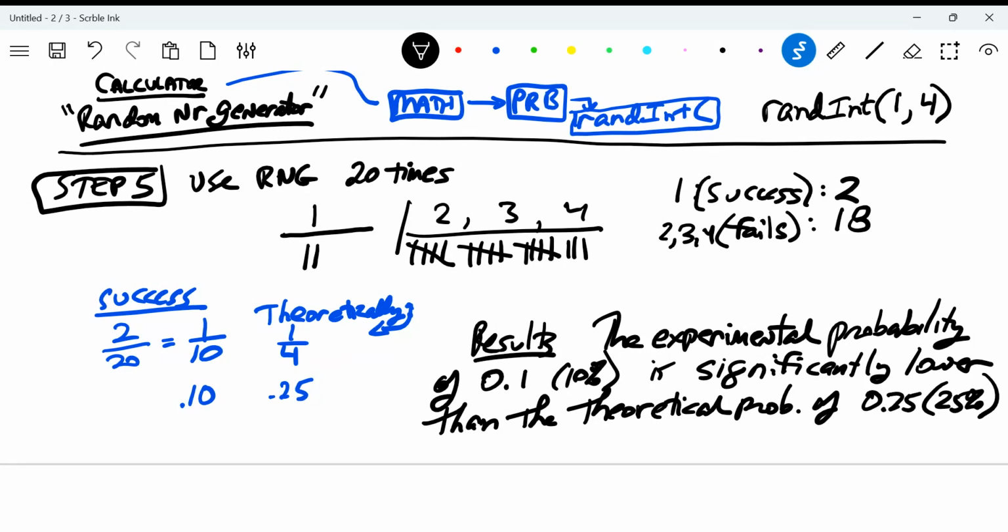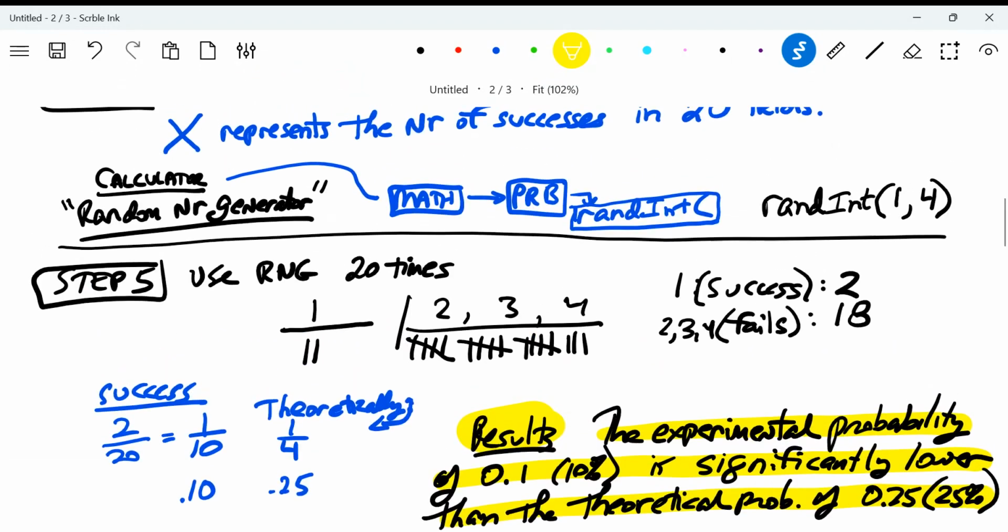If that had been 20%, I'd say it was pretty close. 15% I think is pretty far, but 10% is way below the 25%. If it was a little above, like 30%, we might say still reasonable. And that's where we go with finding theoretical and then experimental probability.